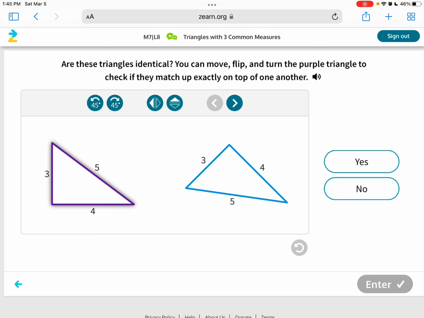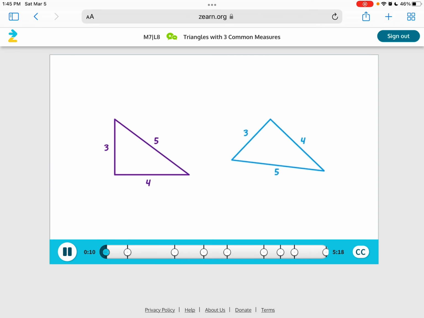So, 3 matching side lengths. 3, 4, 5, 3, 4, 5. Yes, they are identical because they have the same side lengths. These triangles are identical.